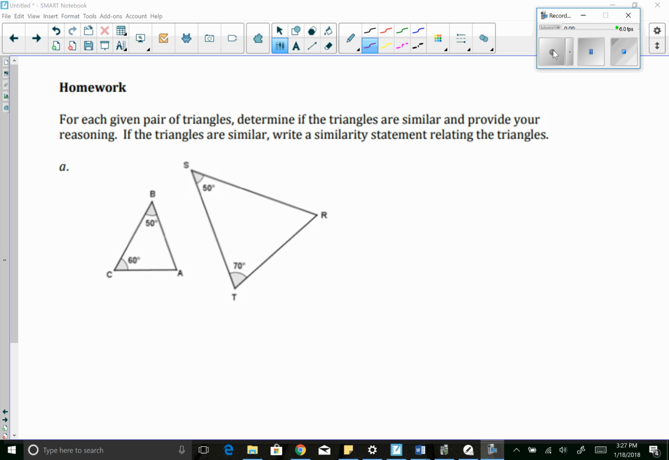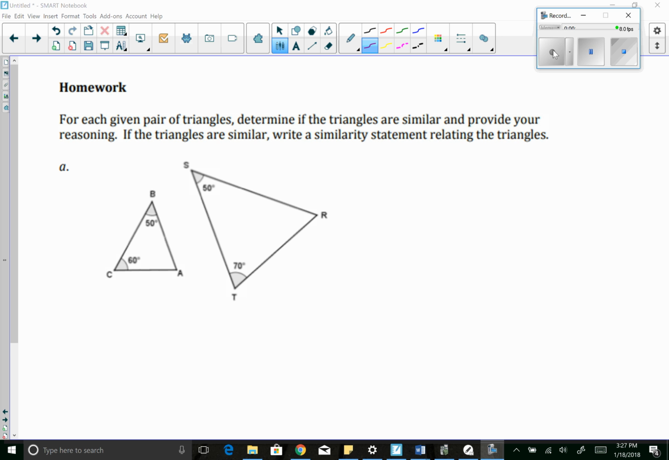All right, welcome to the video for the last lesson of unit number 4, kind of an extension of what we've been working on in lesson 7, proving these triangles are similar to each other. So for the first question, it asks to determine whether or not these two triangles are similar and state why.